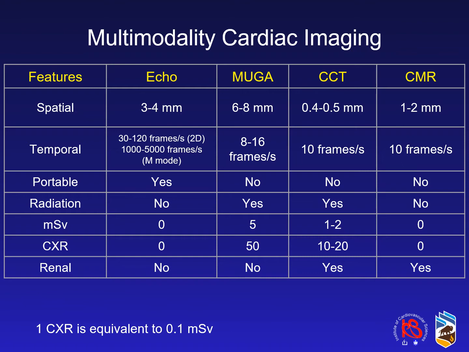Finally, with respect to renal impairment, one must remember that if individuals have a reduced eGFR, cardiac CT and cardiac MRI cannot be performed in these individuals if you need to administer contrast agents, as opposed to echocardiography and MUGA, where it is safe to give these procedures.